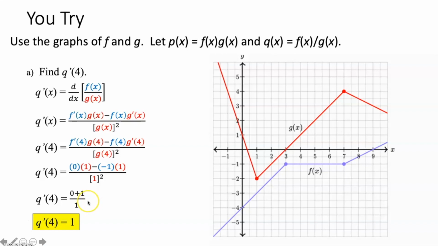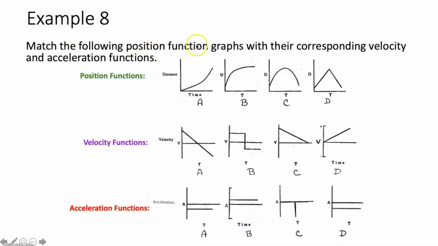And you're done. Now example 8 says match the following position function graphs to their corresponding velocity and acceleration functions. So we've done this before, except this time now we have position, velocity, and acceleration. We have all three of these functions. So let's start with our position function. Starting with A, we want to match it with its corresponding velocity function.